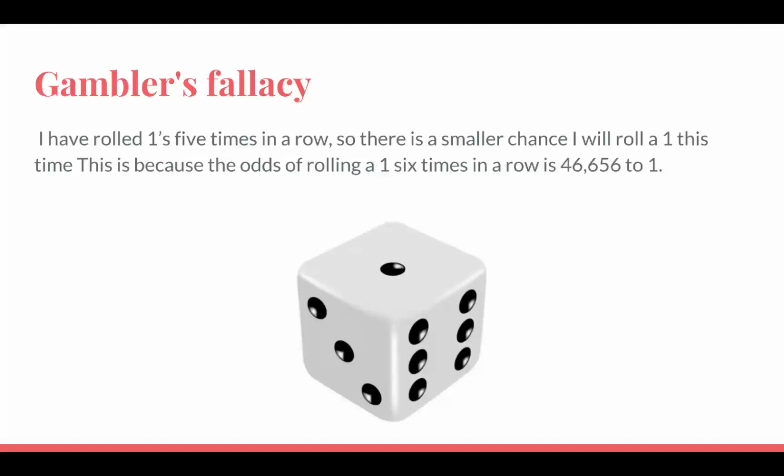Therefore, there's a smaller chance I will roll a 1 this time because the odds of rolling a 1 6 times in a row are 46,656 to 1. No, that is not the case. So if I've rolled a 1 5 times in a row, assuming that the dice is good, that means I've already beaten all of those odds. That is in the past. Nothing in the past affects the future at all. Those odds are beat.